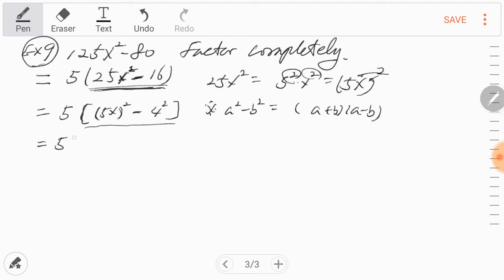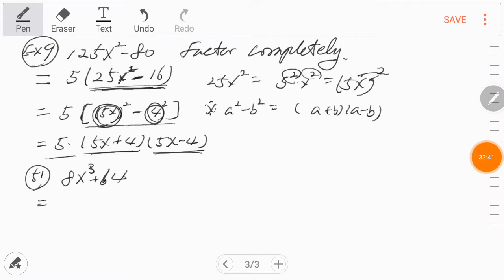So 5 times. Okay, 5x is the part A, 4 is the part B. So we can write it a plus b. So 5x plus 4 times 5x minus 4. And then, of course, each factor is prime, so we are done. Okay, let's try another one. Okay, this is exercise number 51. So let's factor this binomial.